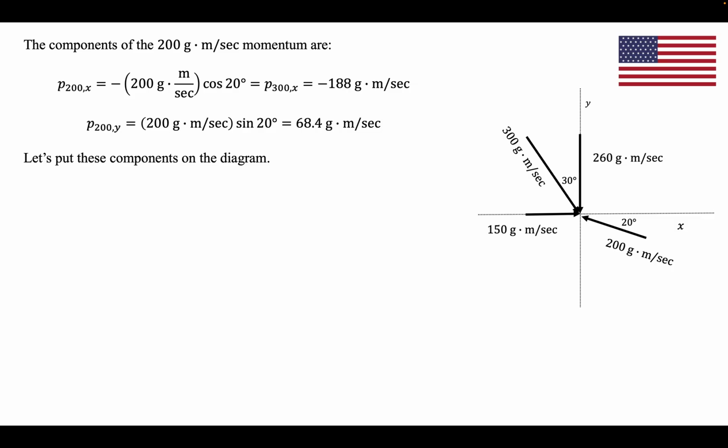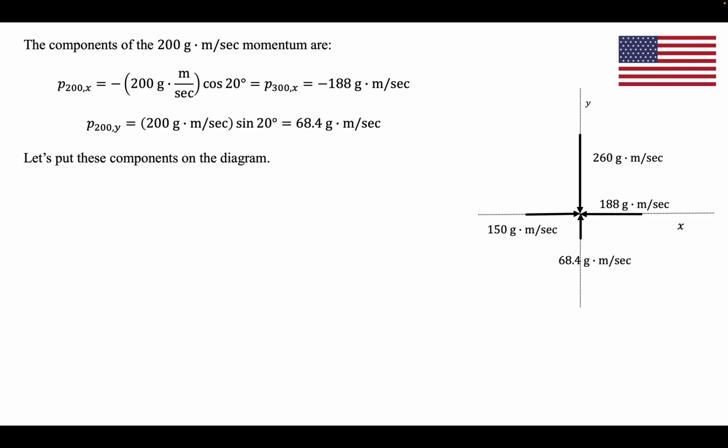There's the components of the 300, 260 down, 150 to the right. Now we can get rid of the vector. The 200 has 188 to the left and 68.4 up. Now we have this situation.